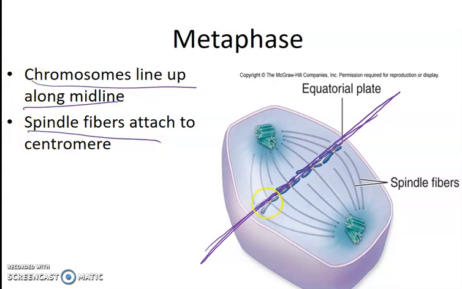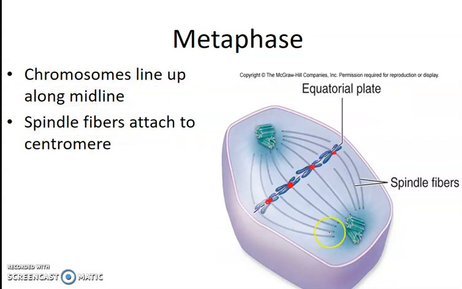Spindle fibers reach out to attach to these centromeres in the middle. So the centromeres are going to grow out. The spindle fibers grow out and attach to the centromeres. And they're getting ready for a ginormous tug of war.